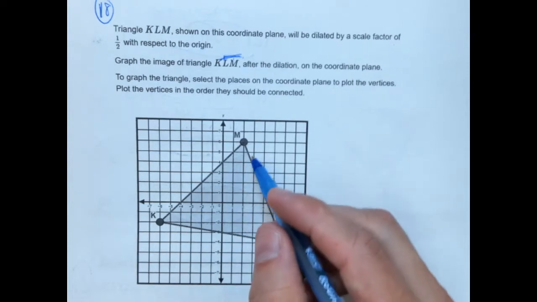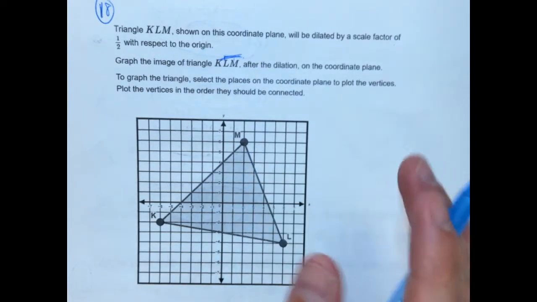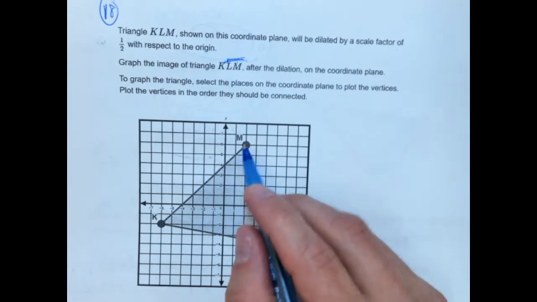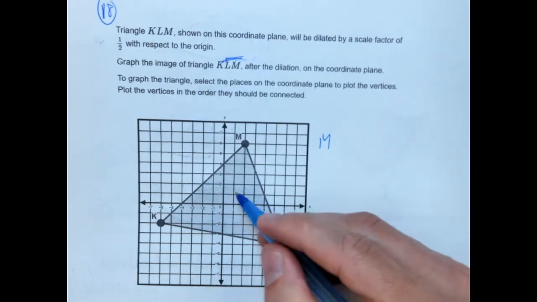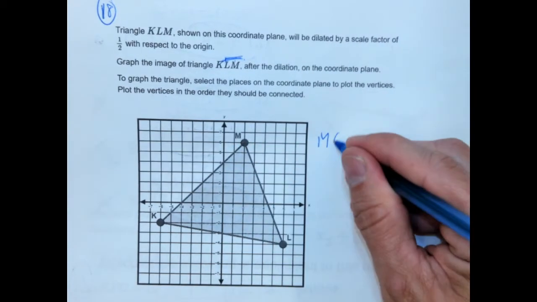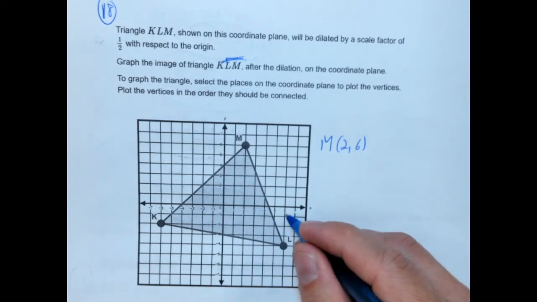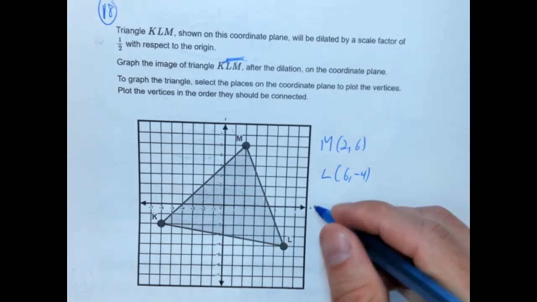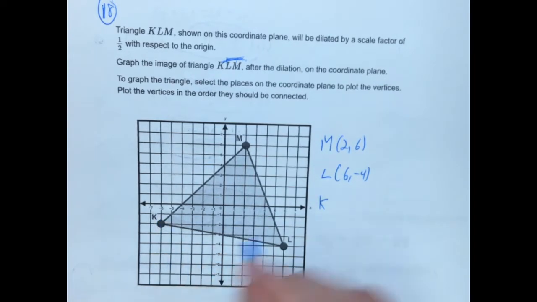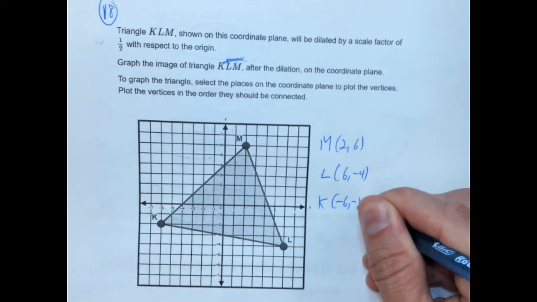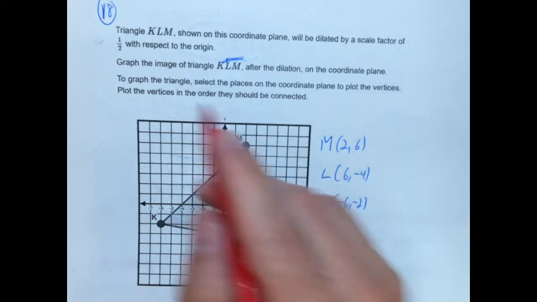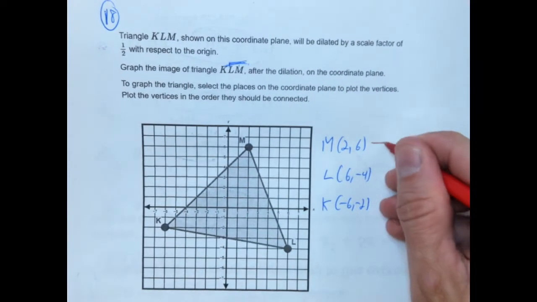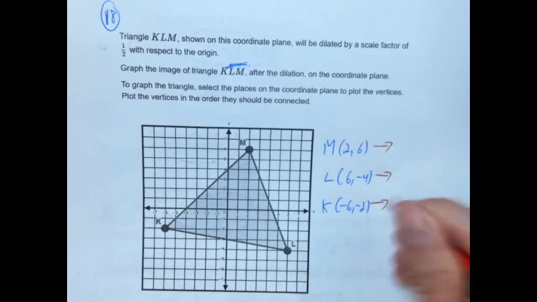So the first thing we want to do is write down the coordinates of this, and you would want to write down these coordinates on your scrap paper. So first one's M. So M is 2, 6. L is going to be 6, -4. And then K is going to be -6, -2. Okay. So to apply the dilation, it's 1/2. We're just going to multiply 1/2 by these coordinates. That's all we're going to do.